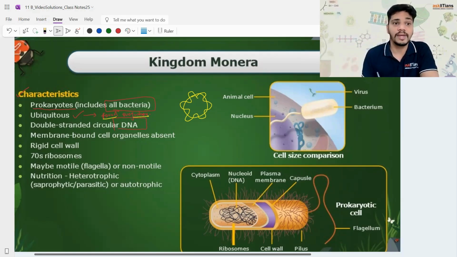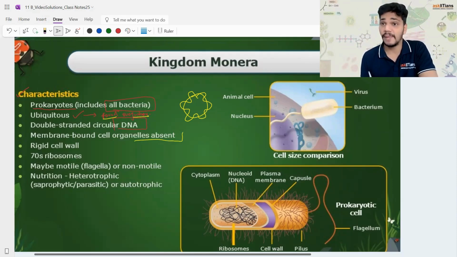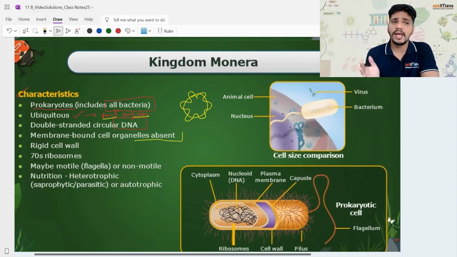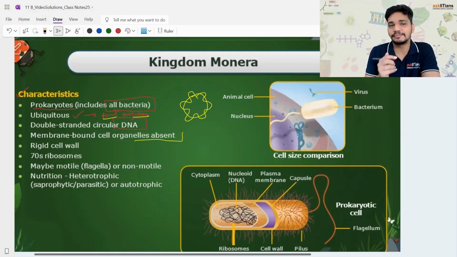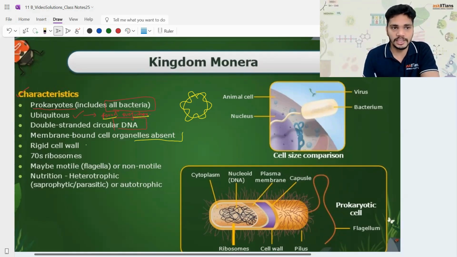Then membrane bound cell organelles are absent. Why? Because bacteria are prokaryotic and not that well developed. That is the reason. Then they have a rigid cell wall. Yes, they need protection from the environment, so a rigid cell wall. They have 70S ribosomes, 70S.